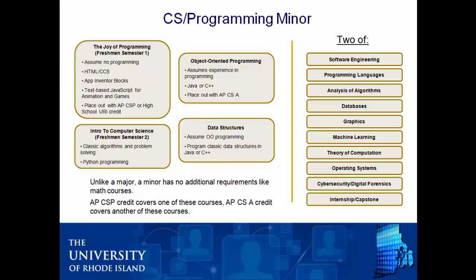And for many of the minor courses, you can get credit for things you've done in high school. An AP Computer Science Principles course or an AP Computer Science A course can actually count towards the credits for your minor. So you come in to college, if you took those AP courses in high school, having several minor courses already out of the way.